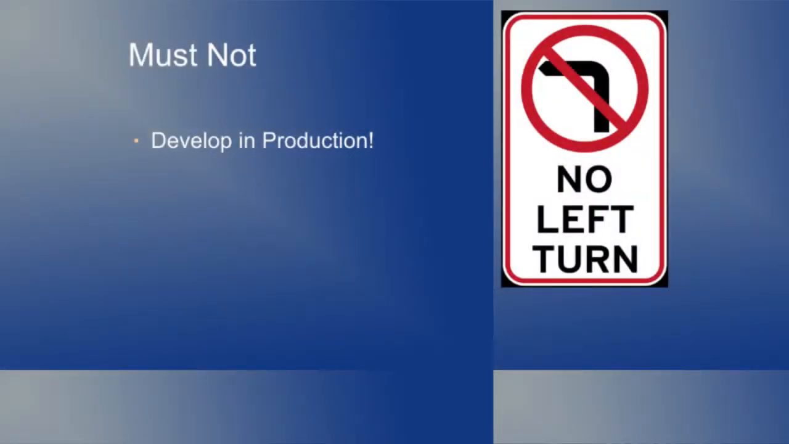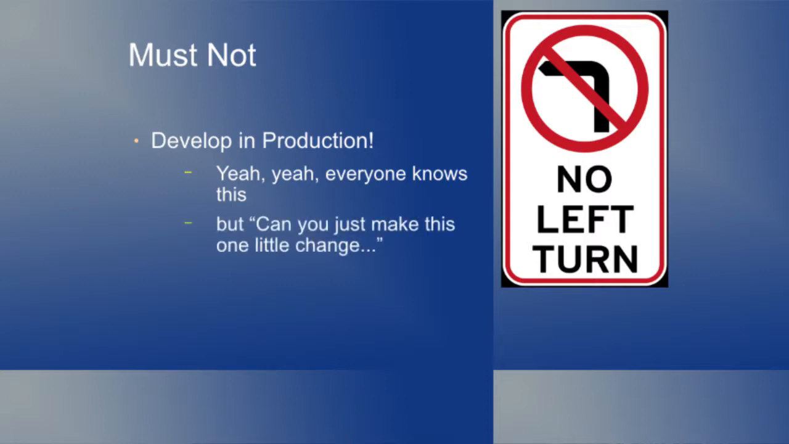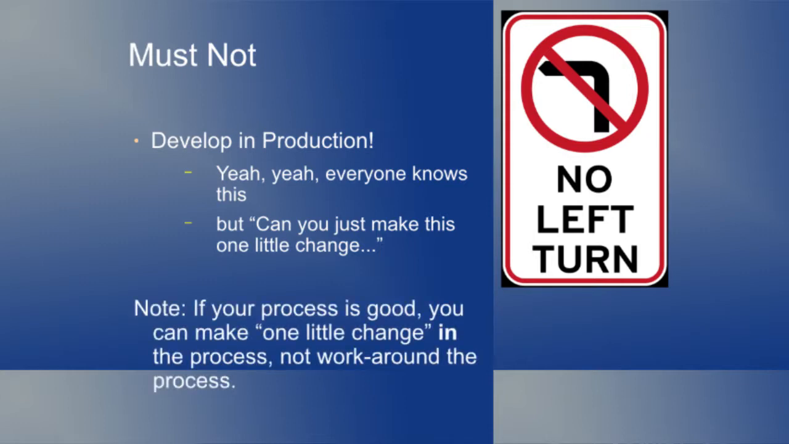You must not develop in production. Yeah, everybody knows this. But can you just make this one little change real quick for me, please? Guess what? You're now developing in production. If your process is good, you can make the one little change and you don't have to do it in production. You can get it out and satisfy your users, your company's needs. People say, can you make this one little change in production when you've actually built this thing that slows everybody down, and they don't want to be slowed down. So it's a continual tuning process here.